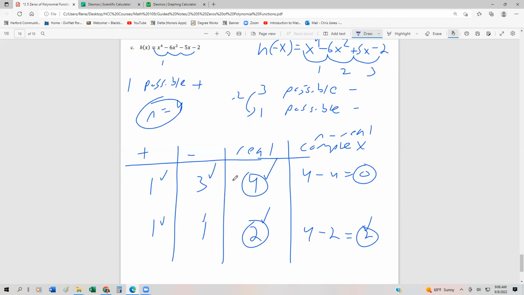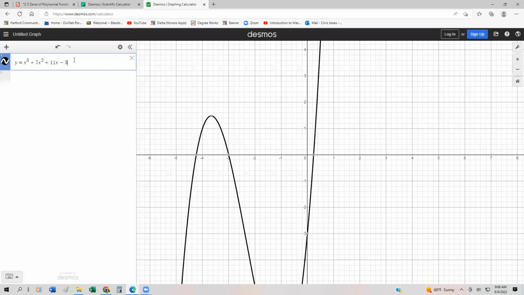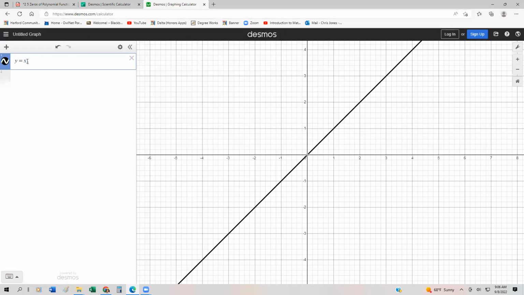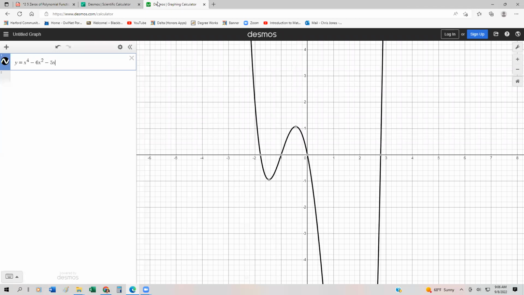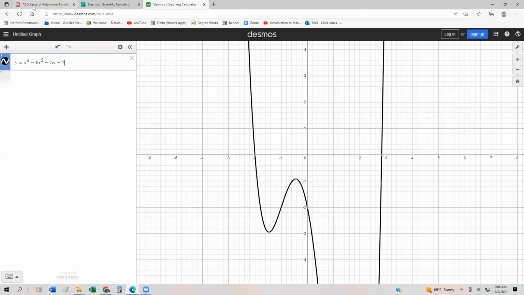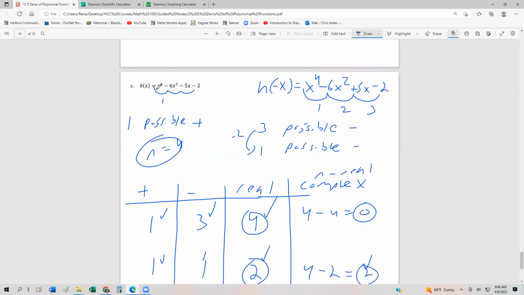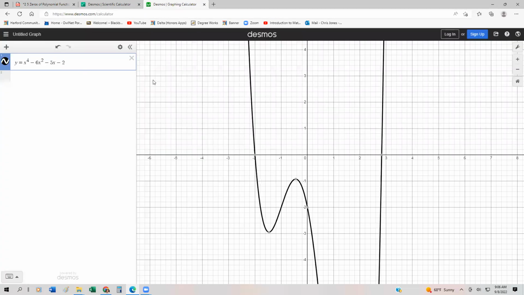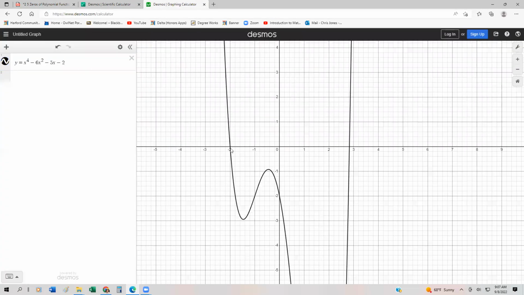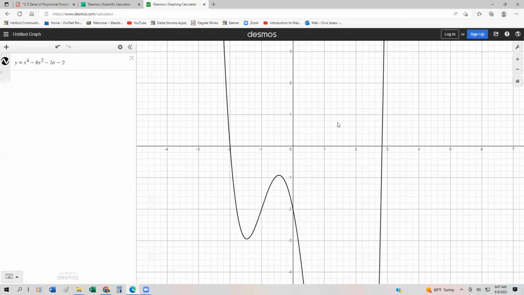Now let's go to the graph and see what that says. So we have x to the fourth, and then we have minus 6x squared minus 5x minus 2. All right, now check this out. Just making sure I typed this in. We have 1 negative zero. That's real because it passes the axis. We have 1 positive zero. That's real. But then we have 2 complex. So the total number is going to be 1 positive, 1 negative.